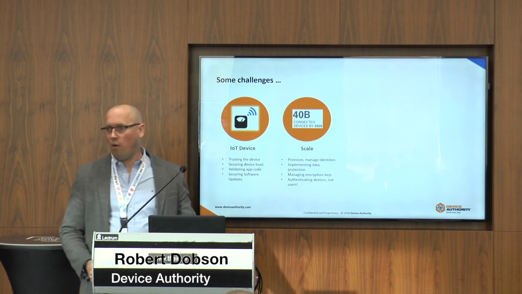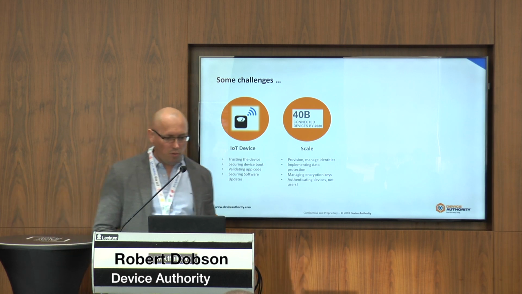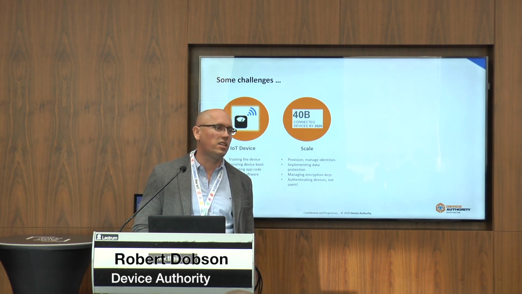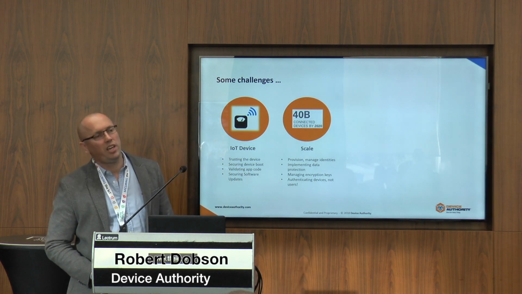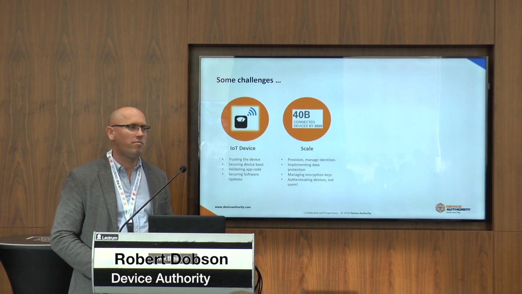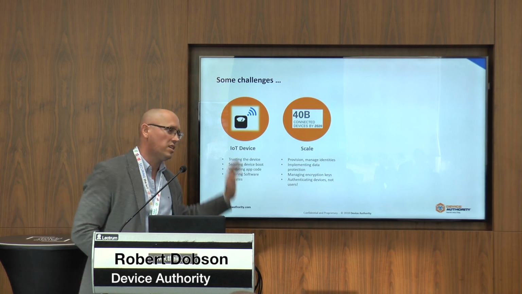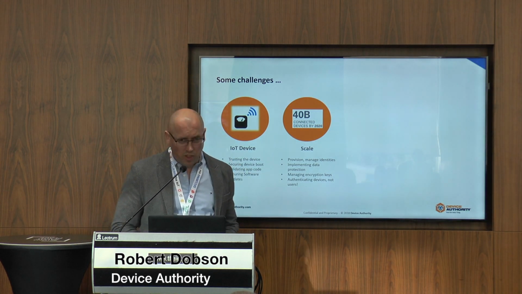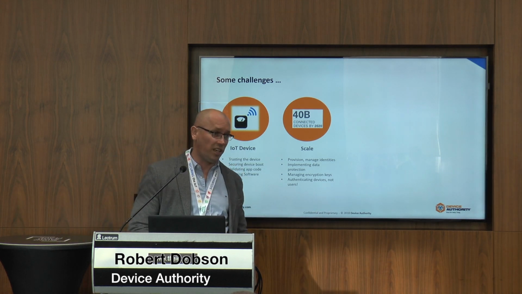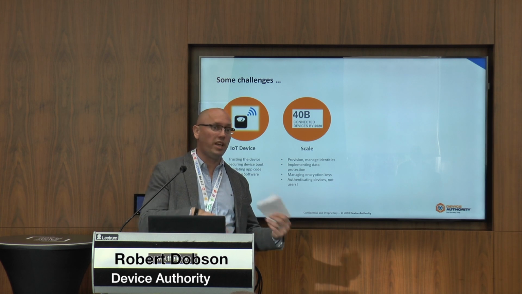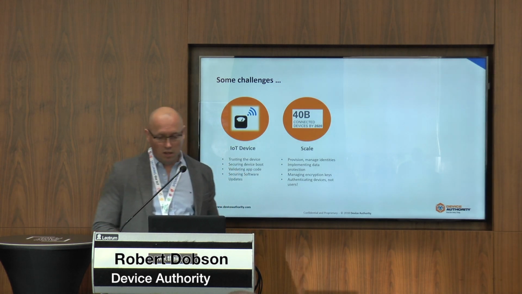What about device scale? How do I manage scale? How do I provision unique identities at scale? Back to what Craig was saying about having a single key on the device which is used to encrypt every piece of data across all your devices. Not a good idea. So you need unique keys. How do we get those unique keys on the devices? Manage those keys on an ongoing basis. Be able to rotate them perhaps.